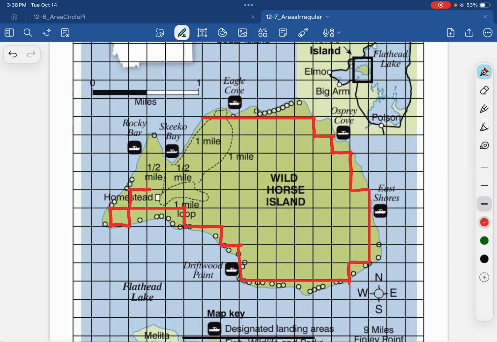Up to there, over to here, up to here. Guess over to here, up to here, over there, and up to there. Okay, so we can see that would be, I guess, a set of squares that would be an underestimate, right, of what the area of the island would be.